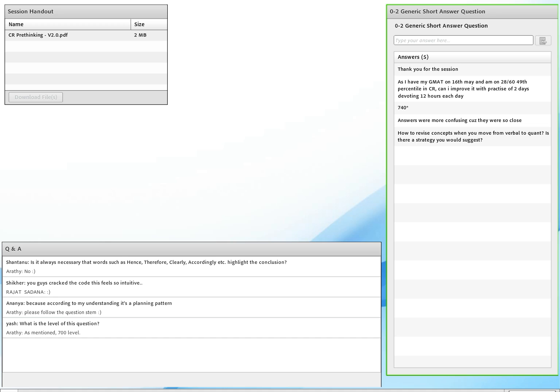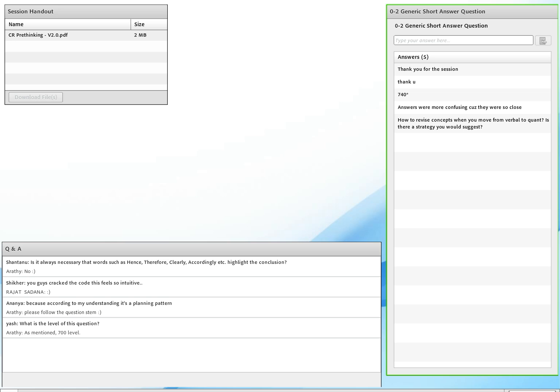I have my GMAT on 16th of May and I'm 49 percentile in CR. How can I improve with practice? No, you don't improve with practice. We're at 49 percentile. You are in stage 1 of learning. You have to learn the concepts and methods. You can't improve it in practice. But in 24 to 30 hours, you can get to that 70th percentile, not to that 90th percentile. That takes longer. Okay. But again, I would say move the GMAT, man. What's the hurry with regards to taking it on the 16th?